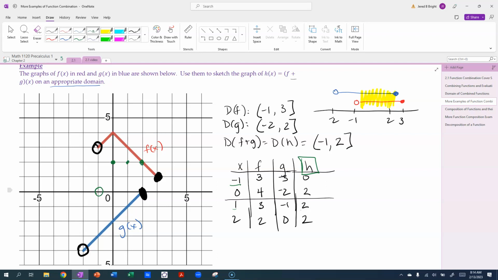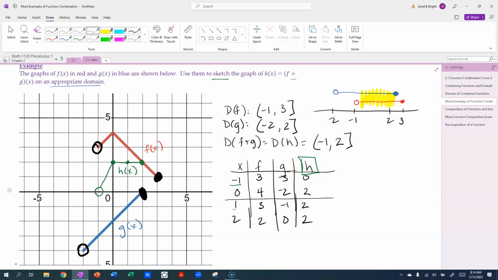So what does it look like? I have some idea. I have some points, and honestly, some points are enough right now. This is a sketch. If we wanted to find them exactly, we would use a computer algebra system or graphing software. So I might just say, let's connect the dots and call that good. And this will be our function h of x.